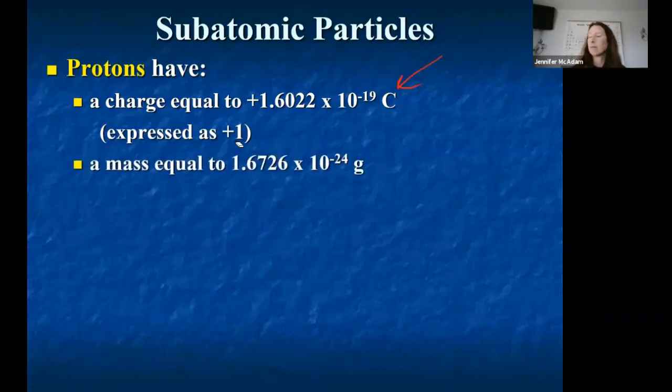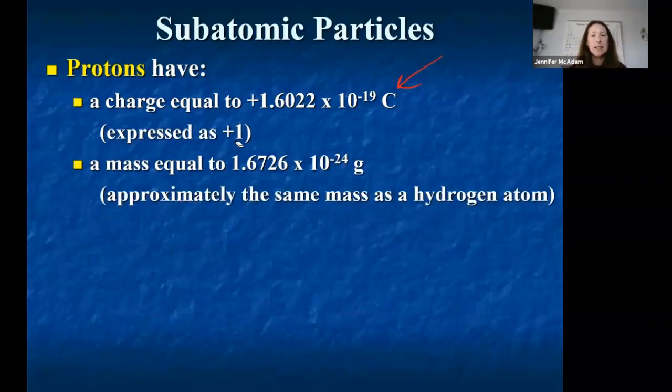Here's its mass. Again, you don't need to know this mass. That's a lot of zeros, if we're going to do scientific notation in a little while. That's like 0, then 23 zeros, and then the digits, so this is a very, very small mass. It's approximately the same as a hydrogen atom.